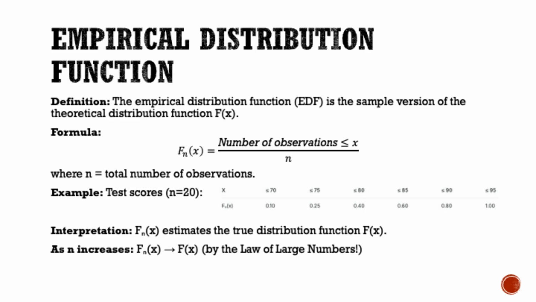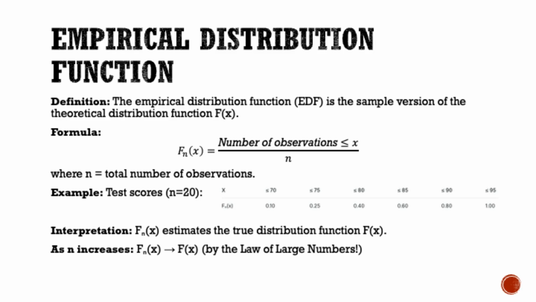For example, with test scores from 20 students, the table shows the proportion of students with scores up to certain values. At x equals 70, F_n is 0.10, meaning 10% scored 70 or less. At x equals 95, F_n is 1.00, meaning all students scored 95 or less. The EDF estimates the true distribution function. As n increases, by the law of large numbers, F_n(x) converges to F(x), the true distribution function.